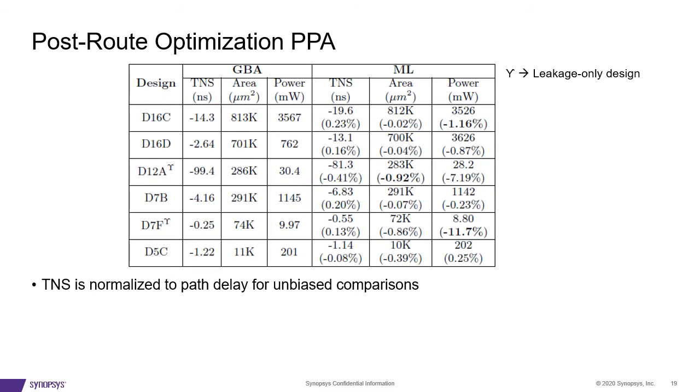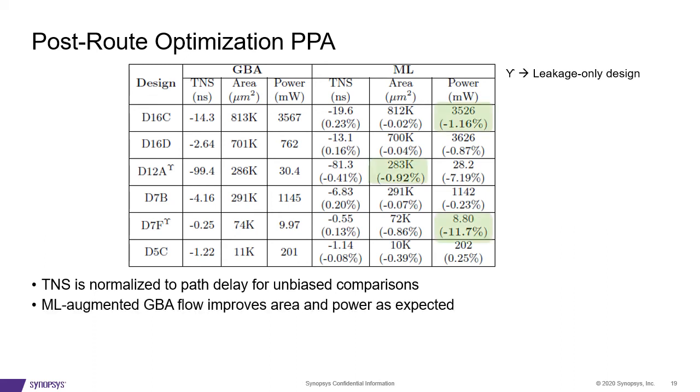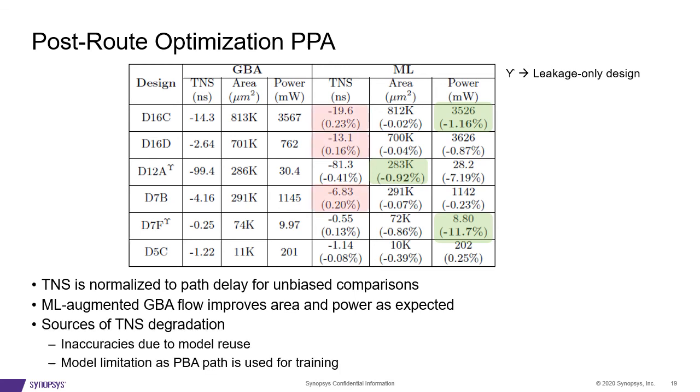This is the overall result of our optimization. The gamma denotes designs which are leakage power, and we normalize the total negative slack with respect to path delay for unbiased comparisons. As expected, the ML augmented GBA flow improves area and power. As we see over here, we get up to 1% area, 1% total power, and up to 11.7% leakage power.